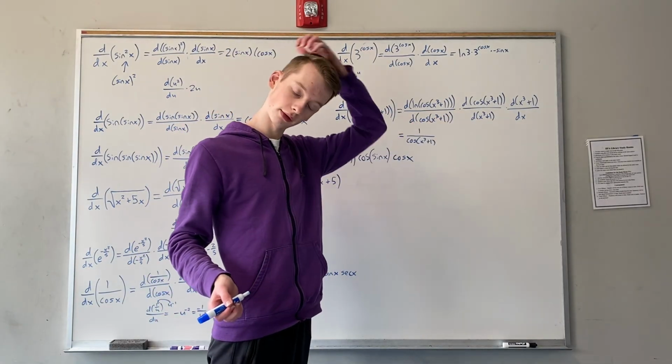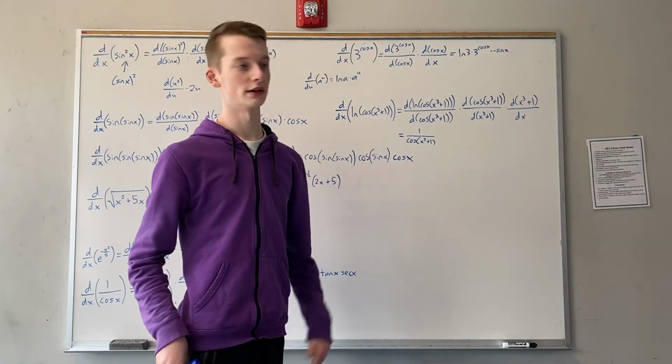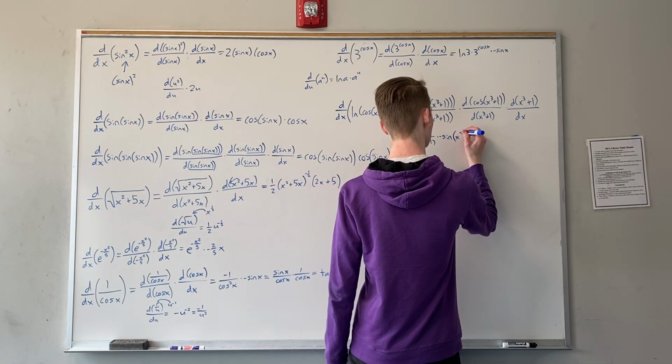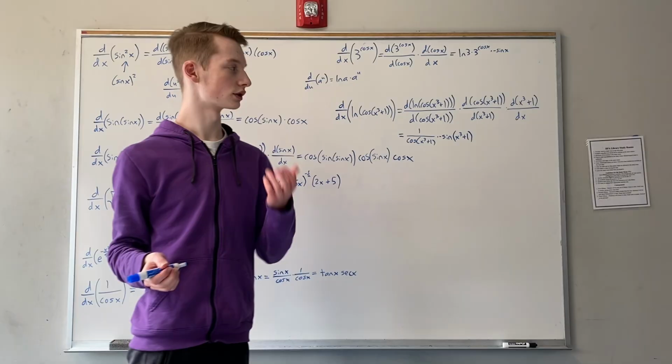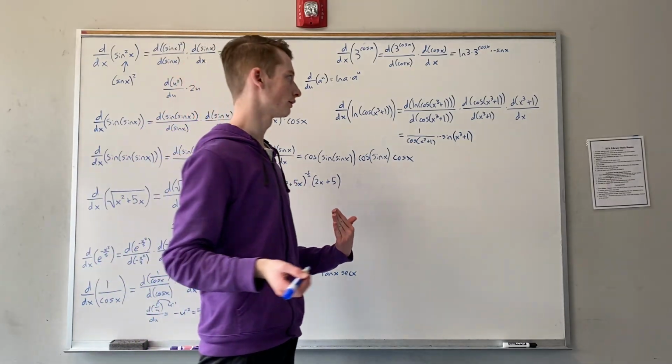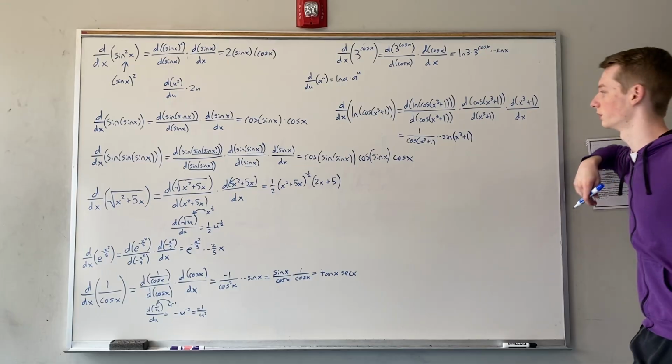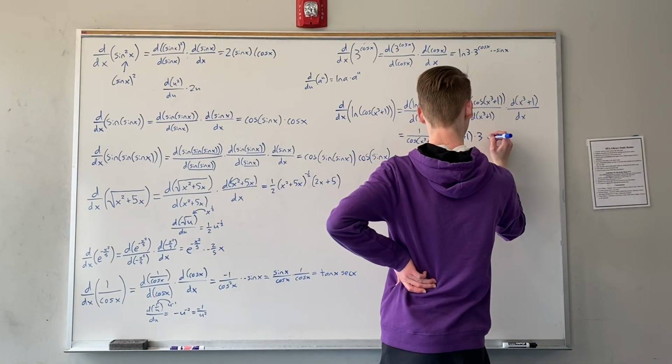This part, derivative of cosine with respect to whatever, is negative sine of that. So times negative sine of x cubed plus 1. Derivative of x cubed plus 1 with respect to x. 1 is just a constant, so it's going to go away. 3 comes out in front, drop it down, so you get 3x squared. So times 3x squared.